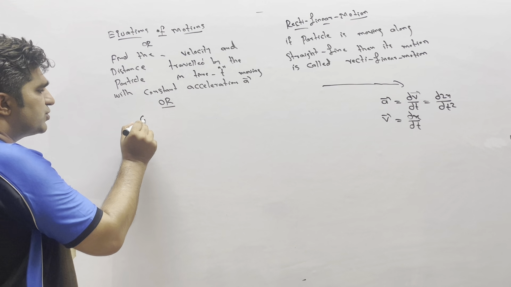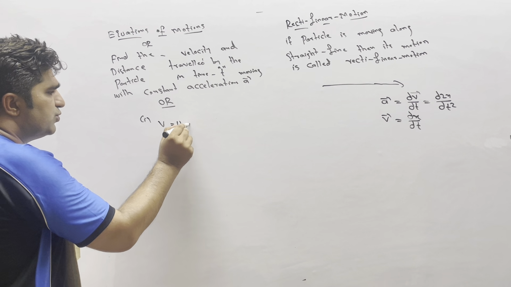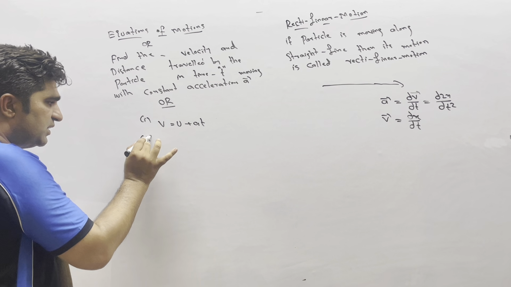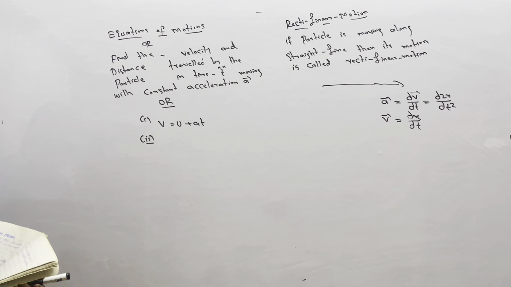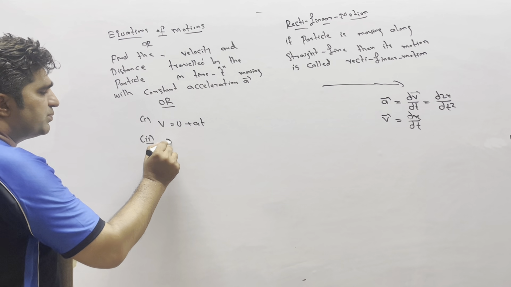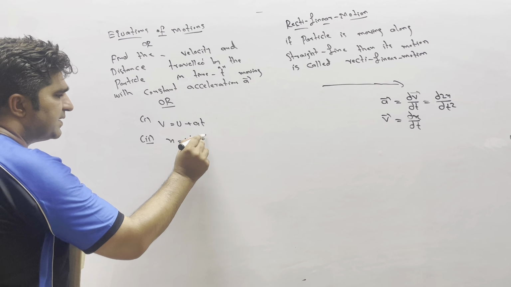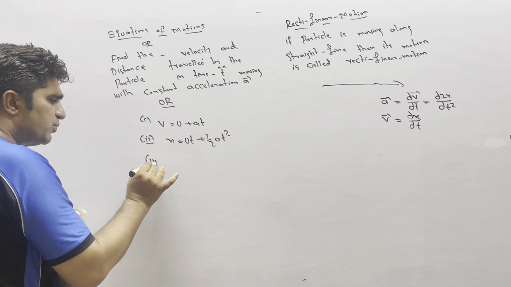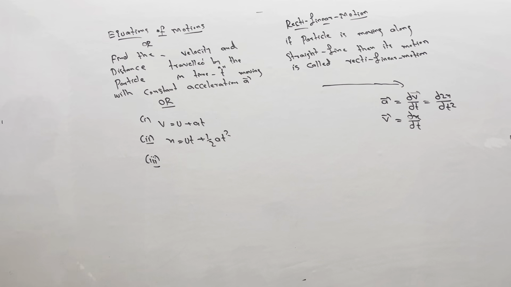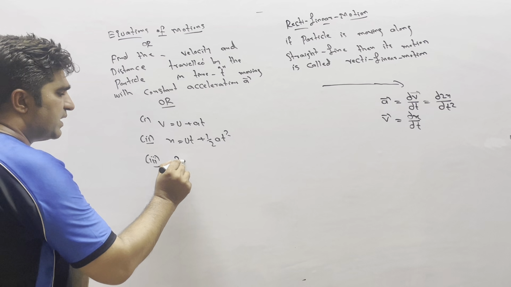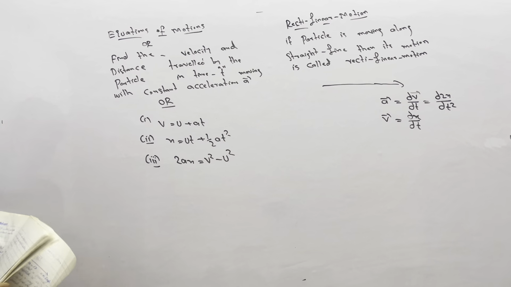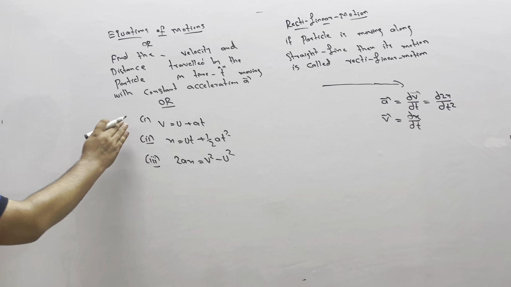You know, the first equation of motion is v equals u plus at. You have to prove this. This is called the first equation of motion. We have a second equation of motion, which is x equals ut plus half at square. This is the second equation of motion that we have to prove here. Now we have the third equation of motion, which is 2ax equals v square minus u square. We are going to prove these three equations of motion.